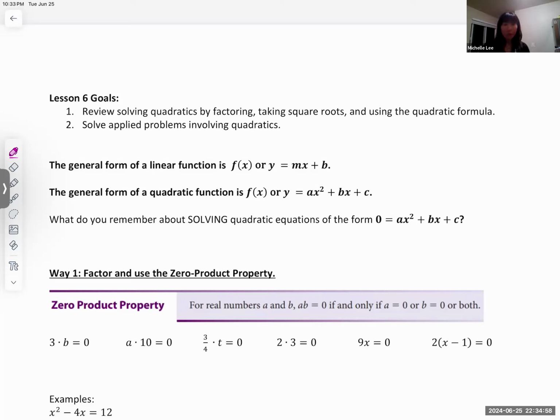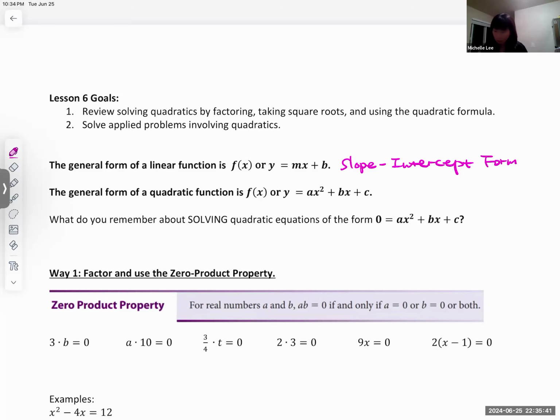Okay, so we have a general form, which is y equals mx plus b form. In other words, this is the slope-intercept form. And then there's the general form of a quadratic function, which is f of x equals ax squared plus bx plus c, right? If we are using equation notation, then we express it as y.